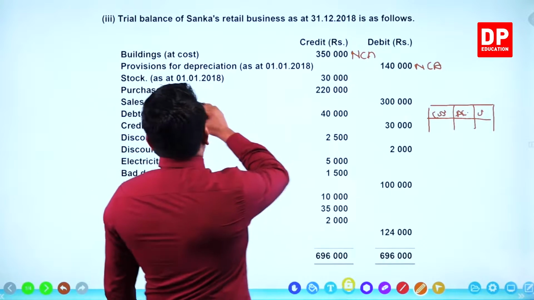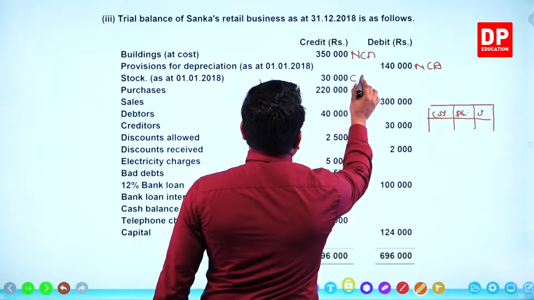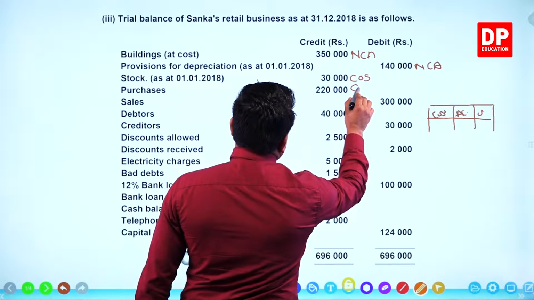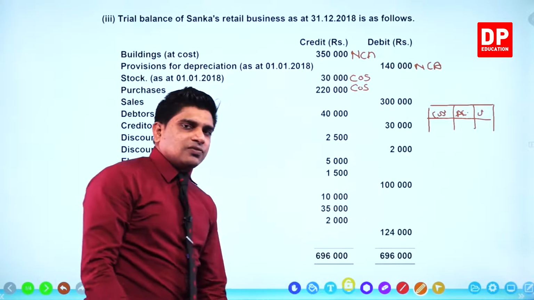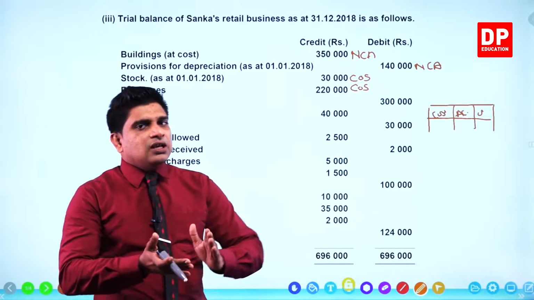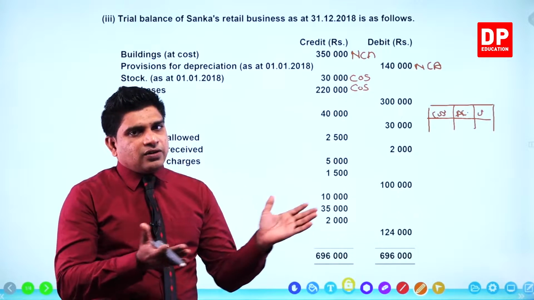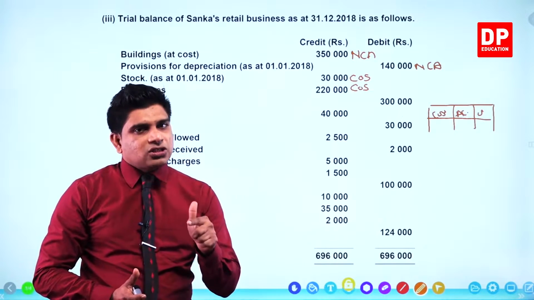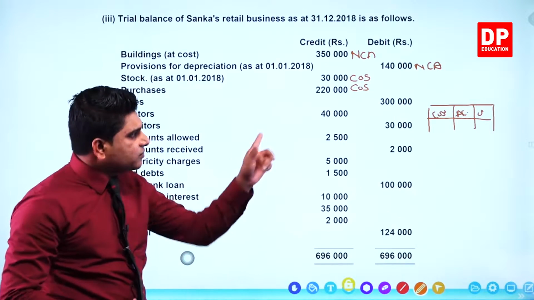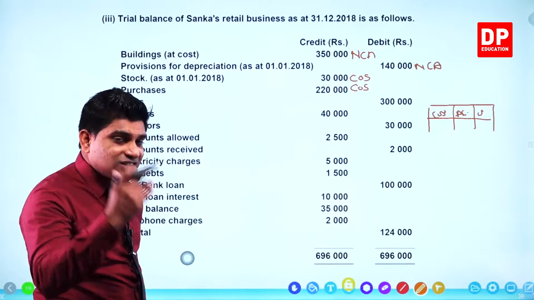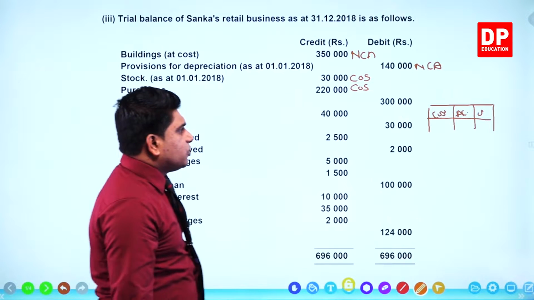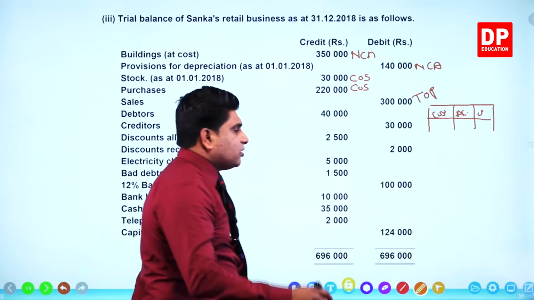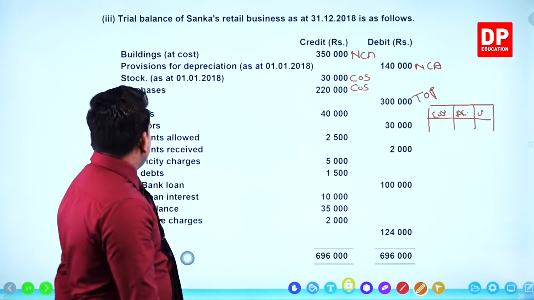You mark them. Stock, opening stock, to calculate cost of sales. Purchases also you take to calculate cost of sales: opening stock plus purchases and purchase related expenses. After adding everything, we subtract closing stock. Then you get the cost of sales. Then sales, you mention on the top of the profit and loss statement.